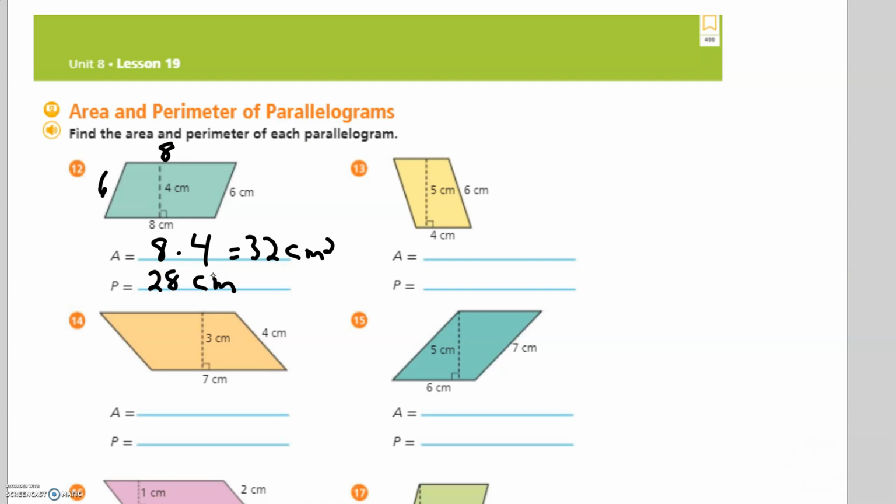All right. Let's go to this next one, lucky number 13. For the area, you're going to do the base times height. The base is the bottom where that right angle comes in there. So it's 4 and the height is 5. So your area is 20 centimeters squared. Perimeter, 6 plus 4 plus 4 plus 6, 10 plus 10 is 20.